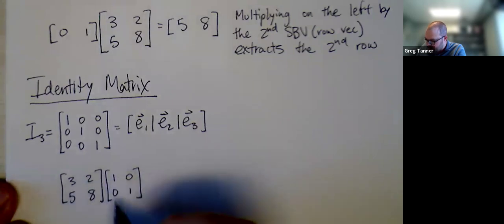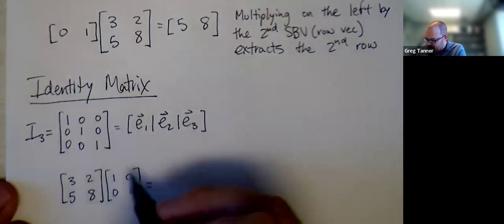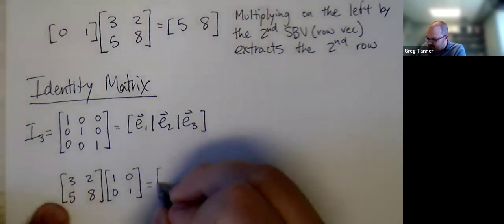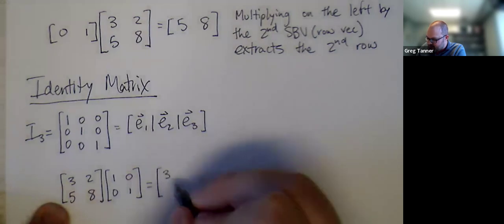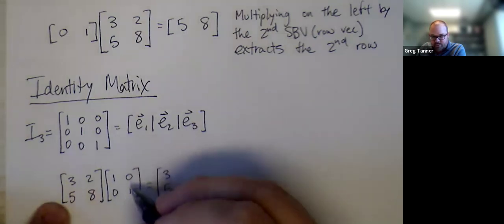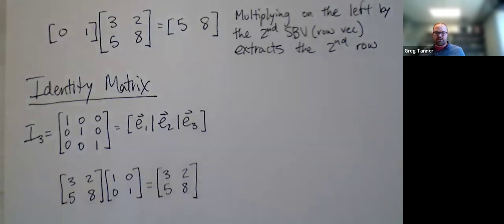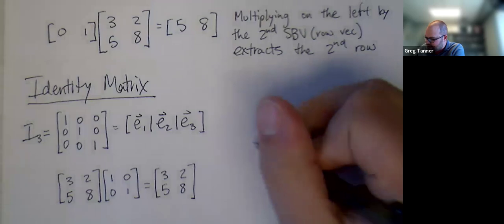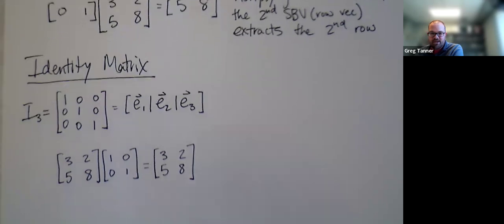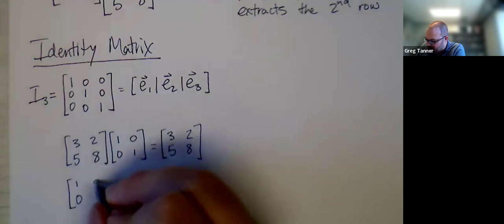And when I multiply by that 2 by 2 identity matrix, the vector 1, 0 is essentially going to extract the first column, and it's going to end up giving us a 3 here and a 5 here. And then the vector on the right, the second basis vector, is actually going to extract the second column. And so the interesting thing is when you multiply by an identity matrix, it gives you back the same thing that you started with. And the same thing would happen if you were to multiply on the left by the identity matrix.